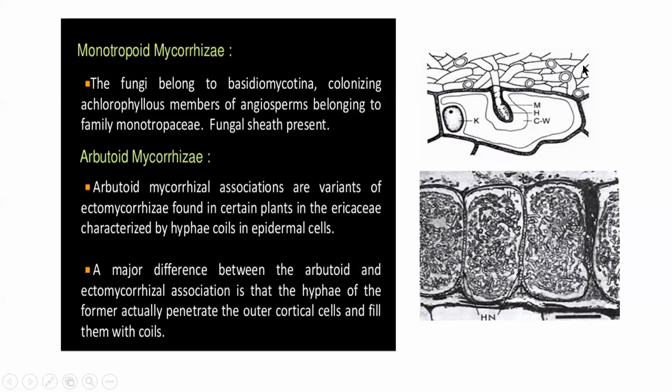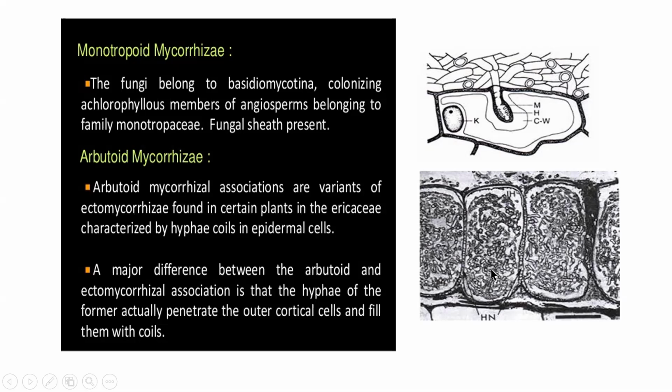They first grow on the outside as a fungal sheath, a network of hyphae forming a sheath on the outside of the root cells, and then they penetrate the root cells. Arbutoid mycorrhiza is also similar to ectomycorrhiza, but it is found in the family Ericaceae. Plants belonging to Ericaceae show a kind of mycorrhizal association called arbutoid mycorrhiza.